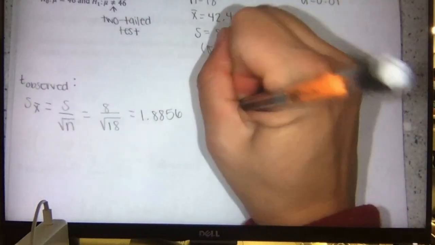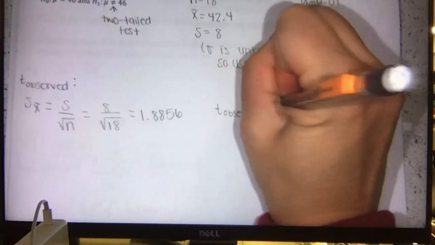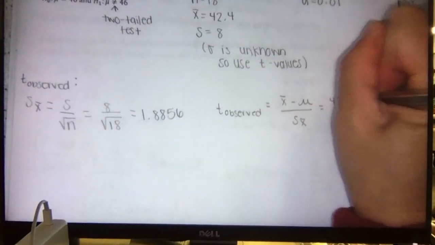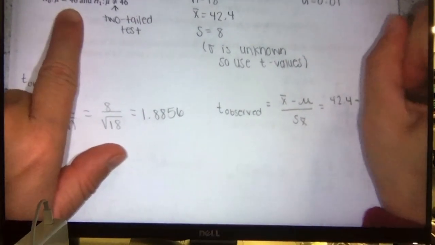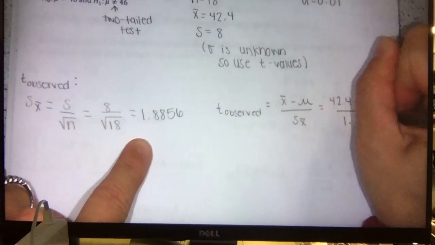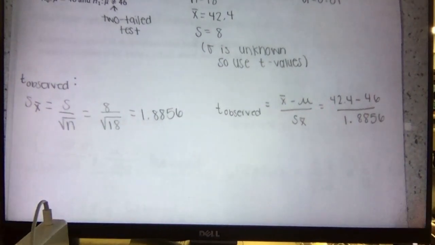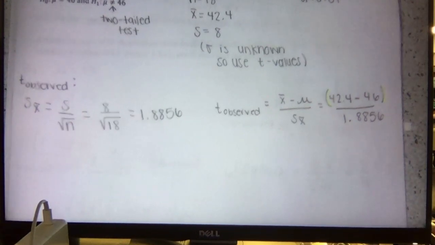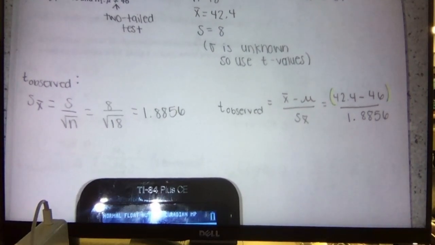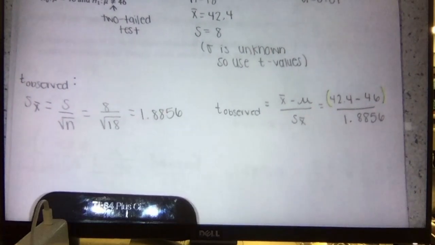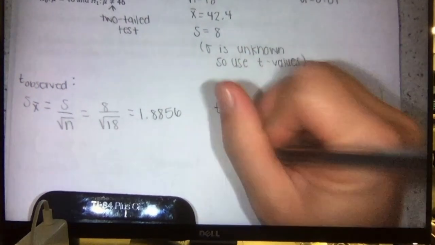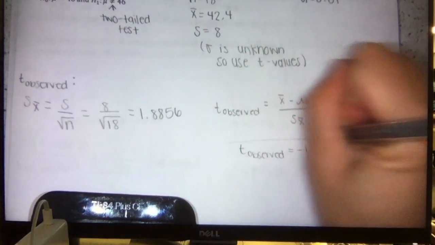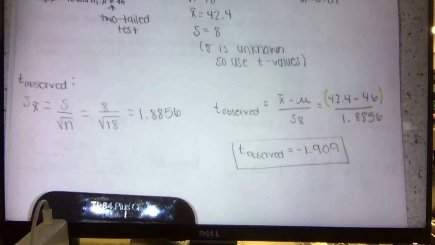Now finding our t observed, which we know is x bar minus our mu all over our sampling standard deviation. X bar is 42.4 minus our mu, which they give us is 46, all over the sampling standard deviation we just found, 1.8856. Remember, the top of our fraction needs to go in parentheses, or a lot of you I know put in the top and then press enter and then press divide. That's fine too. And we will get our t observed is negative 1.909. So we found our t observed.